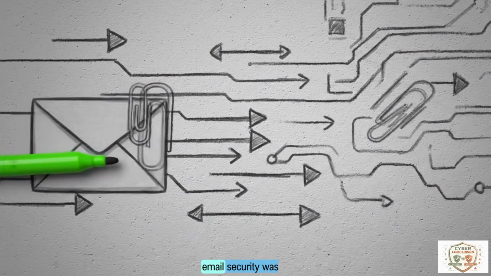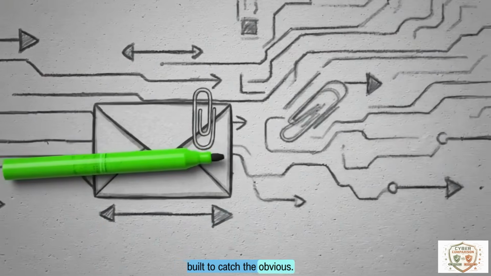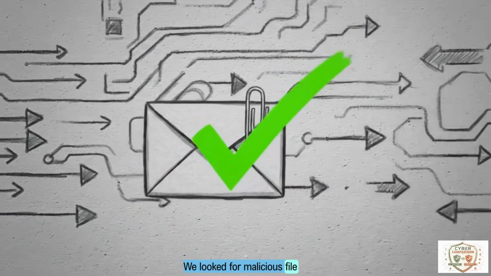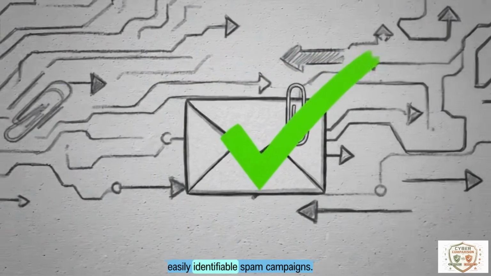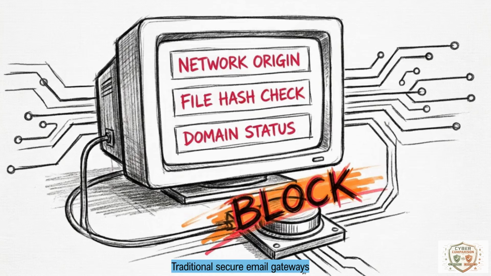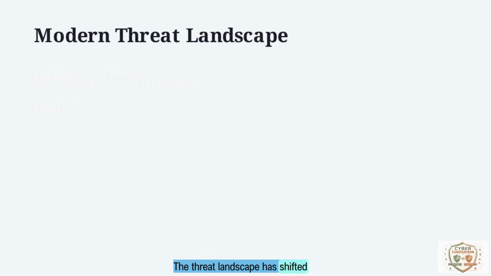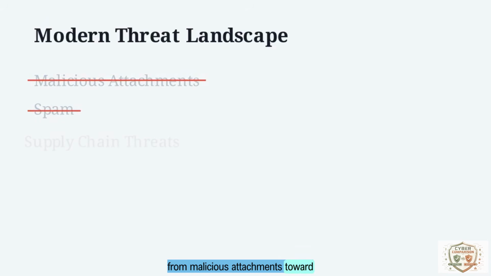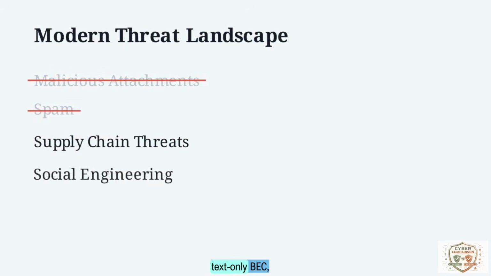For decades, email security was built to catch the obvious. We looked for malicious file attachments and easily identifiable spam campaigns. Traditional secure email gateways focused on the technical indicators of an attack: sender IP reputation, known malware signatures, and blacklisted URLs. The threat landscape has shifted from malicious attachments toward vendor compromise, text-only BEC, and AI impersonation.